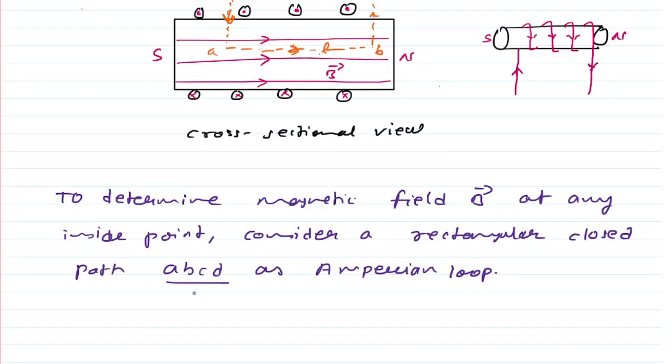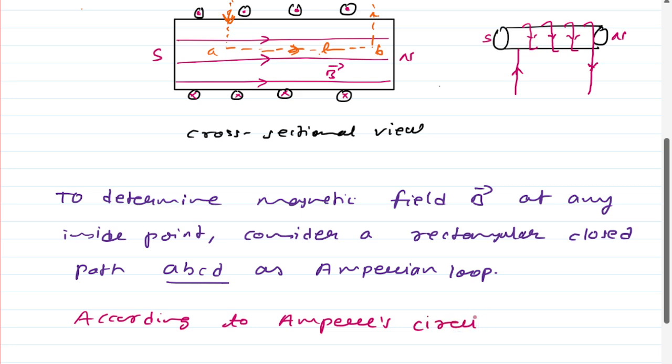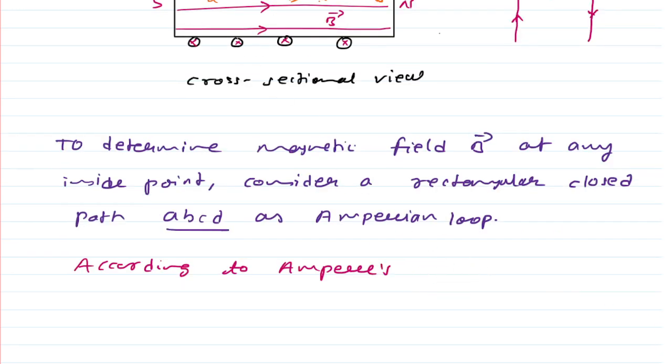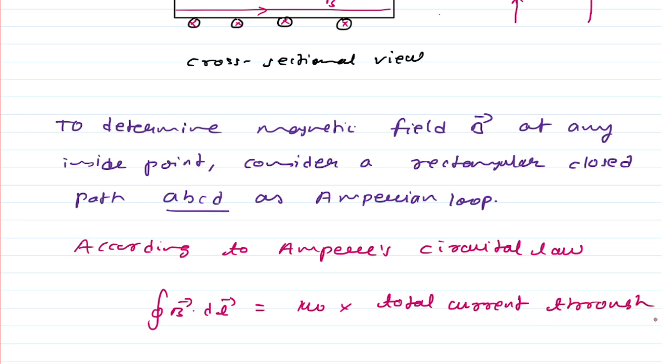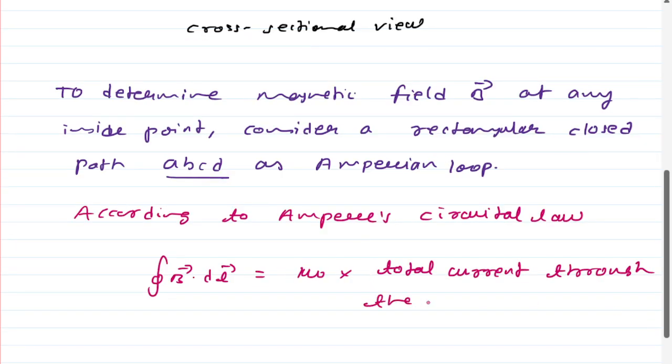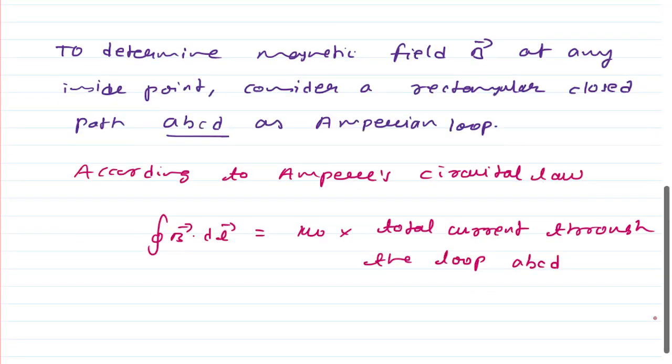So now it's easy. According to Ampere's circuital law, we know that the closed line integral of B dot dl will be equal to mu naught times the total current enclosed by the loop, the total current through the loop ABCD.